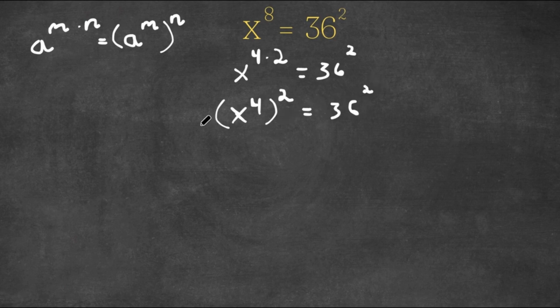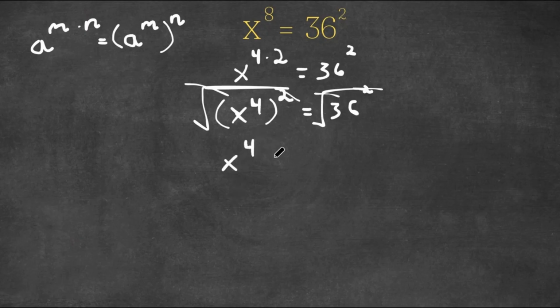And now I'm going to take the square root on both sides. So we have the square root of x to the power of 4 squared, and we also have the square root of 36 squared. And the square root cancels both of these powers. So now we have x to the power of 4 is equal to 36. And now 4 is equal to 2 times 2. So now we have x to the power of 2 times 2 is equal to 36.